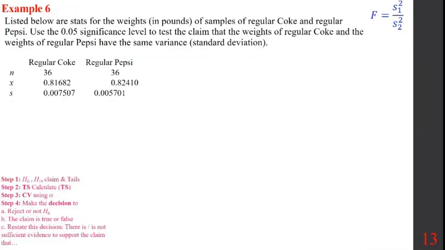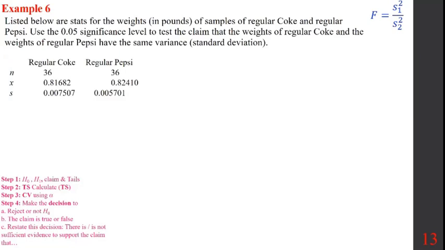Listed below are stats for the weights in pounds of samples of regular Coke and regular Pepsi. Use the 0.05 significance level to test the claim that the weights of regular Coke and the weights of regular Pepsi have the same variance or standard deviation. And then it has the numbers. Given information is symbolic, so you don't have to write it out in essence. So you have n sub 1, n sub 2. They happen to be identical, 36. You have x̄1 of 0.81682, and the other one is 0.8241.